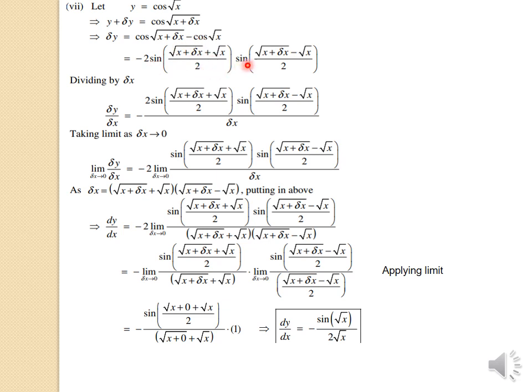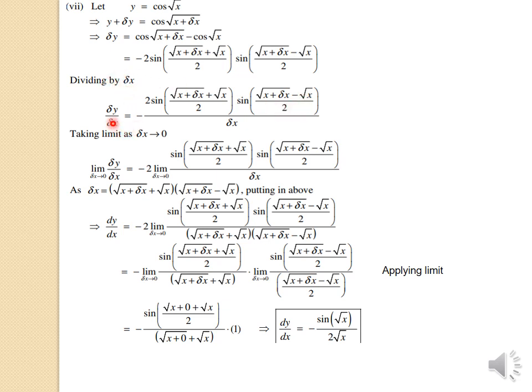Similarly students, what is the formula of cos alpha minus cos beta? The formula is minus 2 sin of alpha plus beta upon 2 into sin of alpha minus beta upon 2, where alpha is equal to square root of x plus delta x, and beta is equal to square root of x.